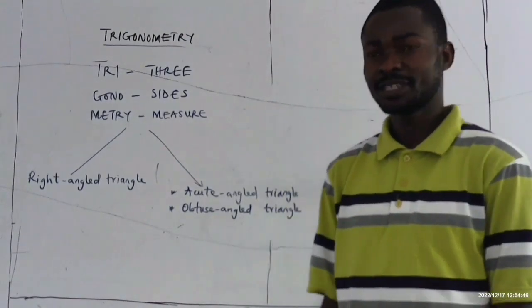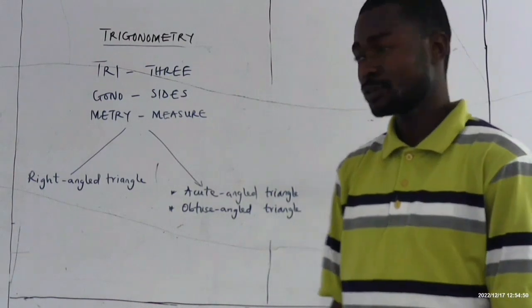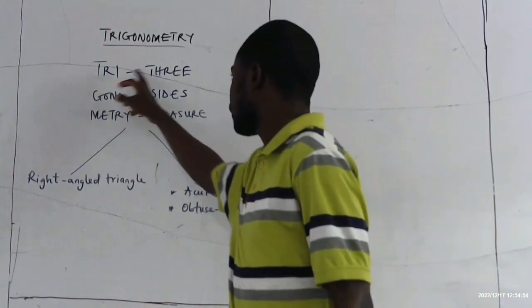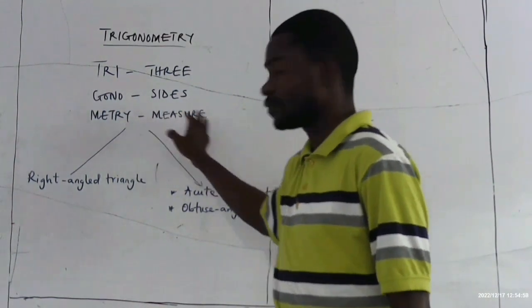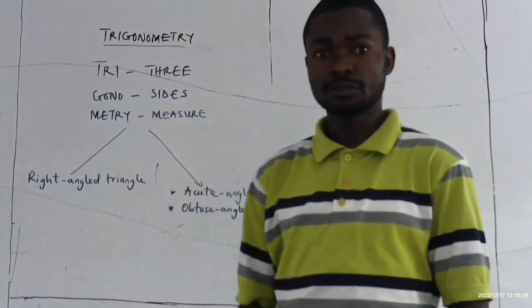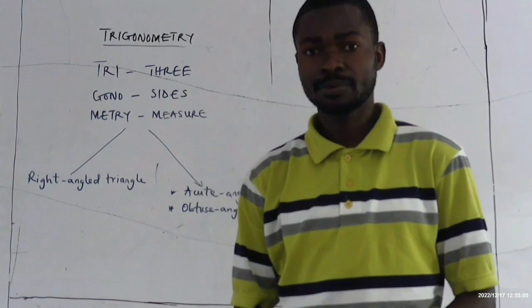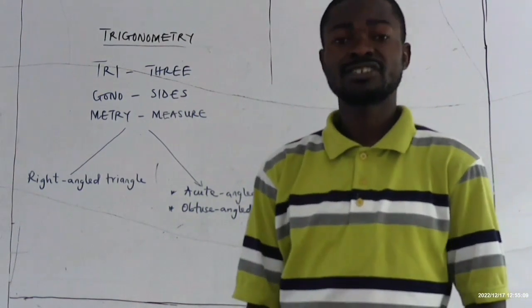Alright, today we'll talk on trigonometry. And the way I want you to look at trigonometry is the breakdown of those words. You have tri for three, gono for side, metry for measure. So when we talk of trigonometry, we mean a three-sided shape or polygon. The three-sided polygon we are talking about is triangles.